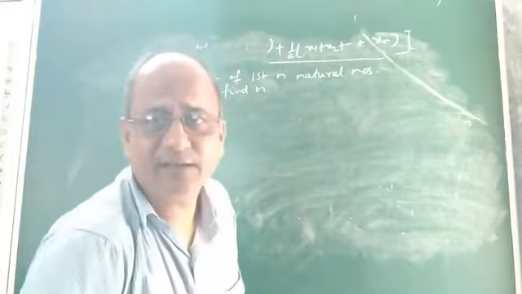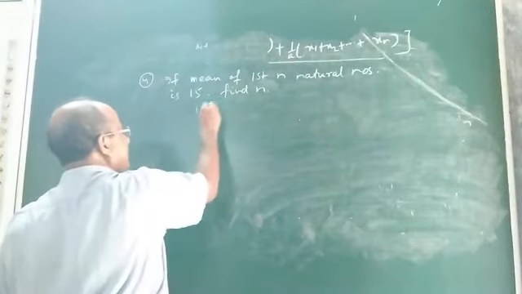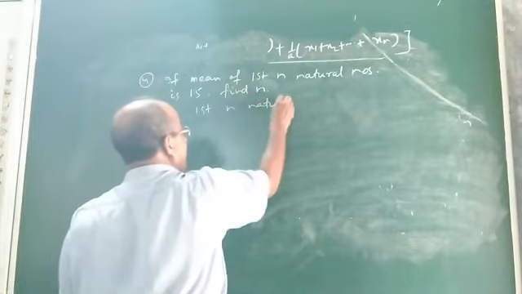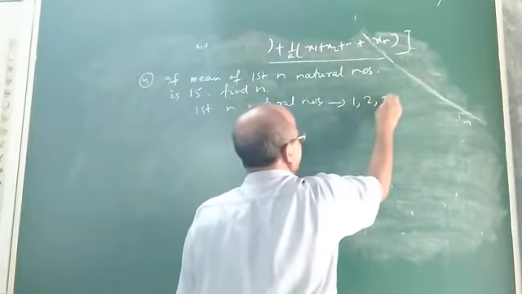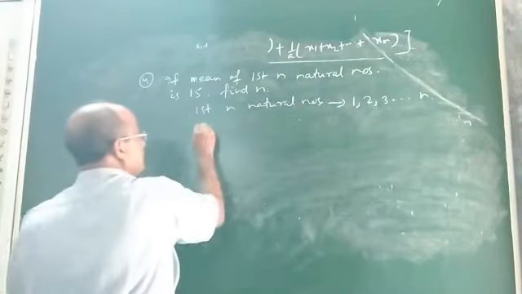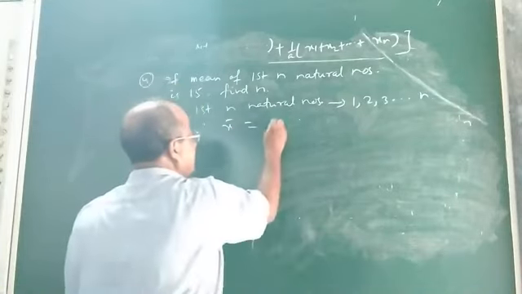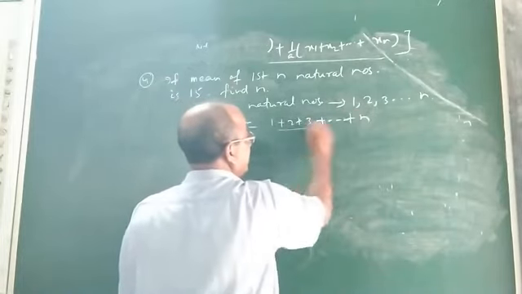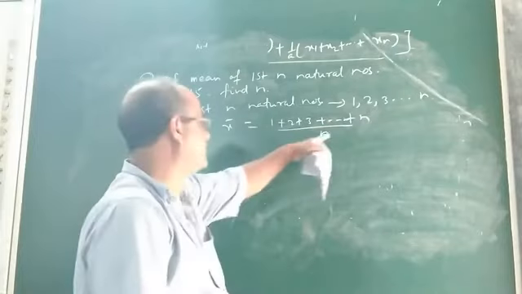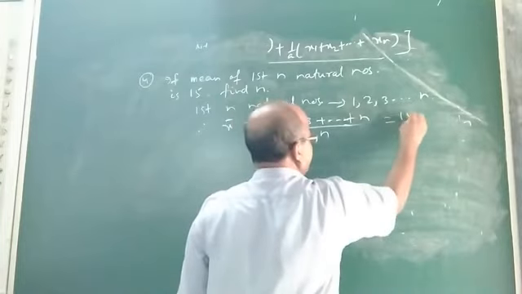It is given that the mean of the first n natural numbers is 15. What are the first n natural numbers? 1, 2, 3 up to n. So their mean will be equal to the sum of observations by the total number of observations. That means 1 plus 2 plus 3 plus up to n, divided by n, the total number of observations. This is the mean. Okay. And what is the value given? The value given is 15.